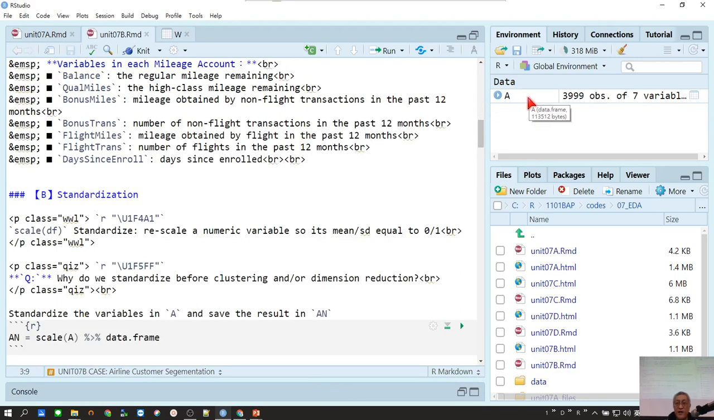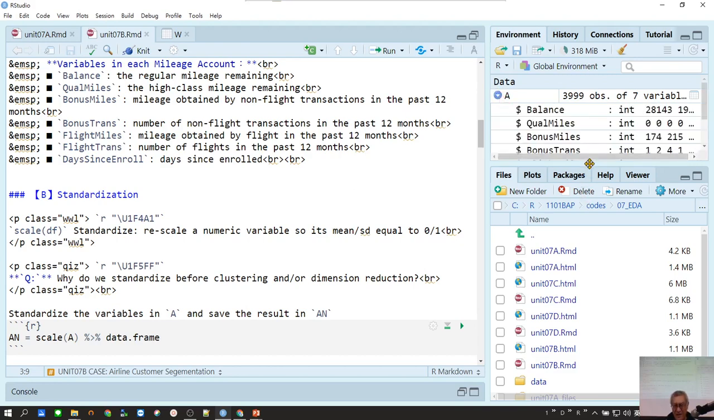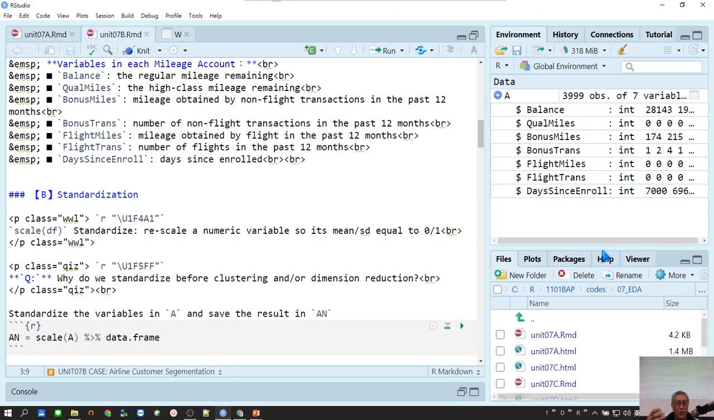Okay, so this is the data. We have 4,000 customers, and these are actually the members. You know the loyalty program of airlines, right? You fly, right? So this is kind of like the member of the loyalty program of an airline.